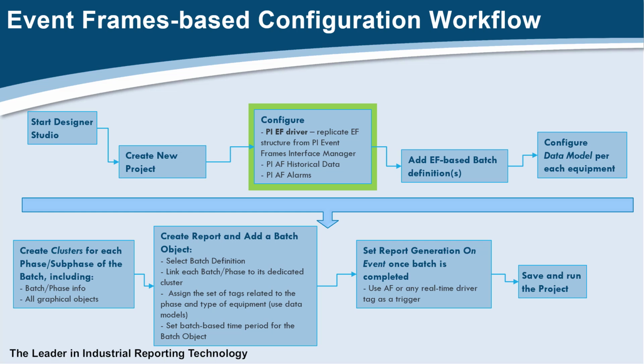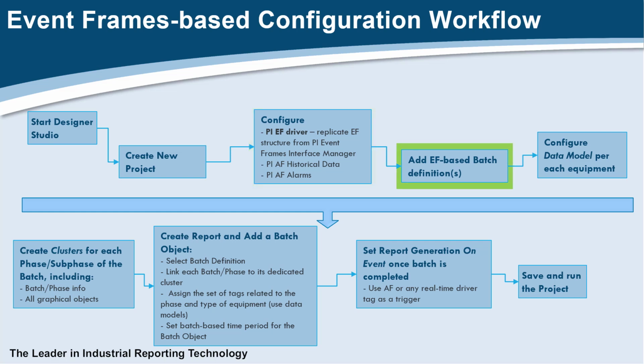Additionally, you'll probably also want to configure the Pi Asset Framework Historical Values driver, which will expose the process data that you've logged in Pi, and also the Pi Alarms driver. You then open the Batch Definition Manager and add the event frame-based batch definitions from the driver configuration. While not specifically part of event frames configuration, we always suggest that you organize your process tags in a data model, in this case corresponding to the equipment model.